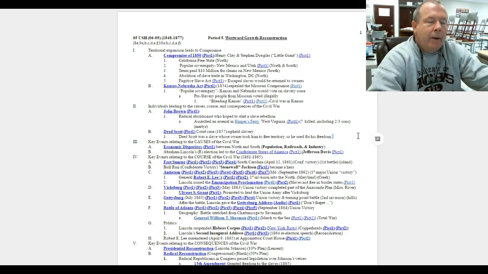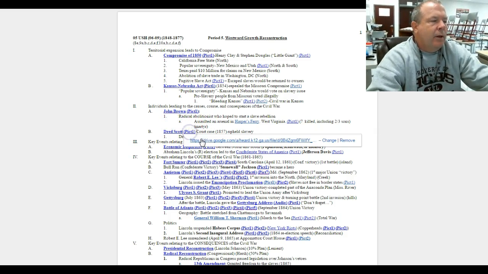Lee. Robert E. Lee and the United States Army captured John Brown, killed 2 of his 3 sons, took John Brown back to Washington, D.C., and within a month, John Brown had been tried and hung for his crimes. John Brown becomes what's known as a martyr. A martyr is someone who dies for a cause and becomes more important dead than they were alive.